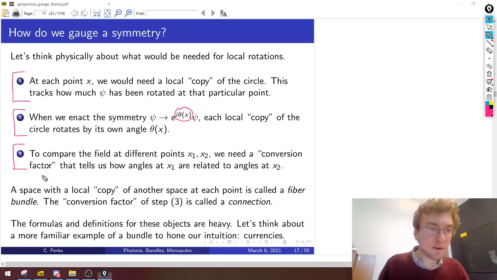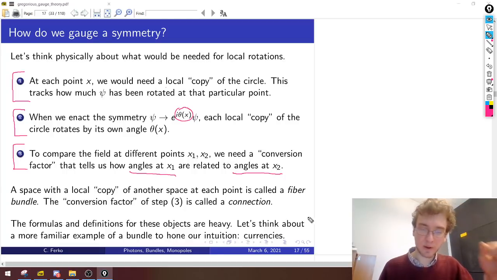But then to compare the field at different points, we would need a conversion factor, right? Because if I rotate by different angles at different points, I need to compare apples to apples, so I would need some converter that tells me how an angle at x1 is related to an angle at x2. And this structure that we need is exactly a fiber bundle.